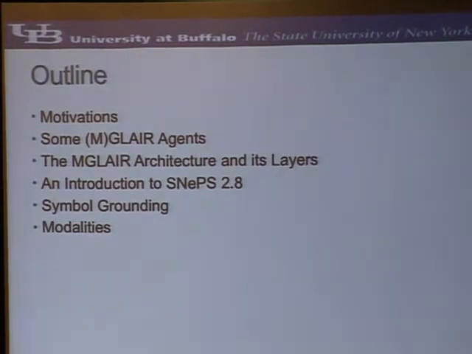So this morning I'll discuss the motivations for GLAIR and MGLAIR. I'll show you some agents that we've developed and implemented. Then I'll talk about the MGLAIR architecture and its layers, give you some introduction to the latest version of SNePS, well, to SNePS in general, which is our knowledge representation and reasoning system, and I'll show you where that fits in, and then discuss some on symbol grounding, and then some on modalities in particular.